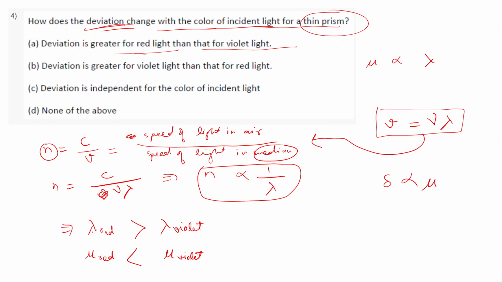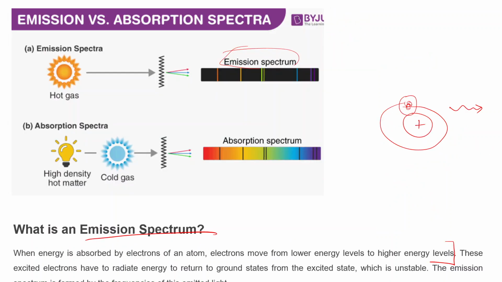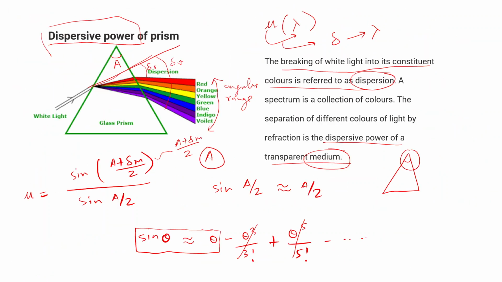And the relation between wavelength and refractive index is that they are inversely related. So red light wavelength is more, so its refractive index will be less, and since refractive index is less, that means the deviation for red light will be less than the deviation for violet light. And that is why whenever we put our prism, we always see red light on the top and violet light at the bottom, because the bending of red light is less and the bending of violet light is more.